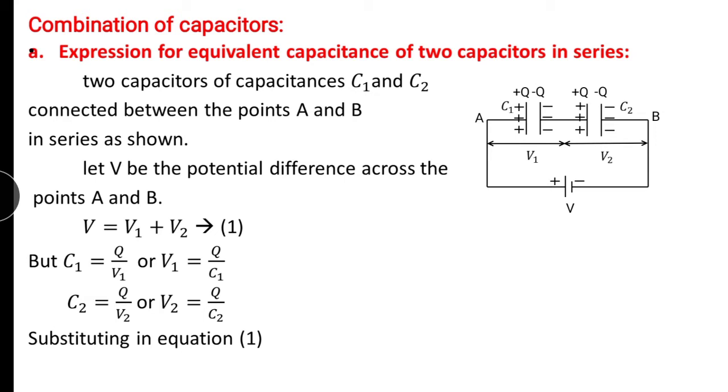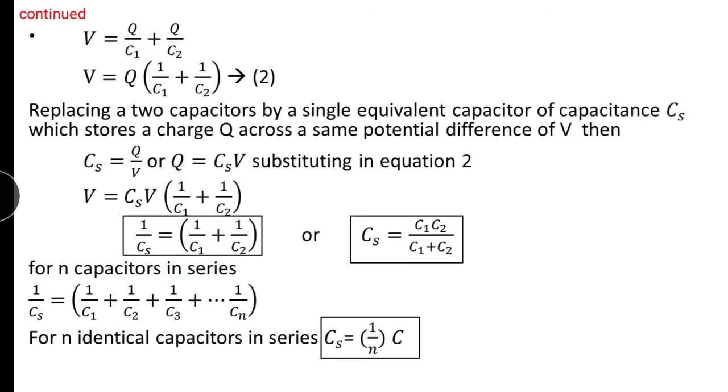Now let us substitute the values of V1 and V2 in the first equation. What we get is V is equal to Q by C1 plus Q by C2. Take Q common so that we get V equals Q into (1 by C1 plus 1 by C2). Now let us call this equation number 2.